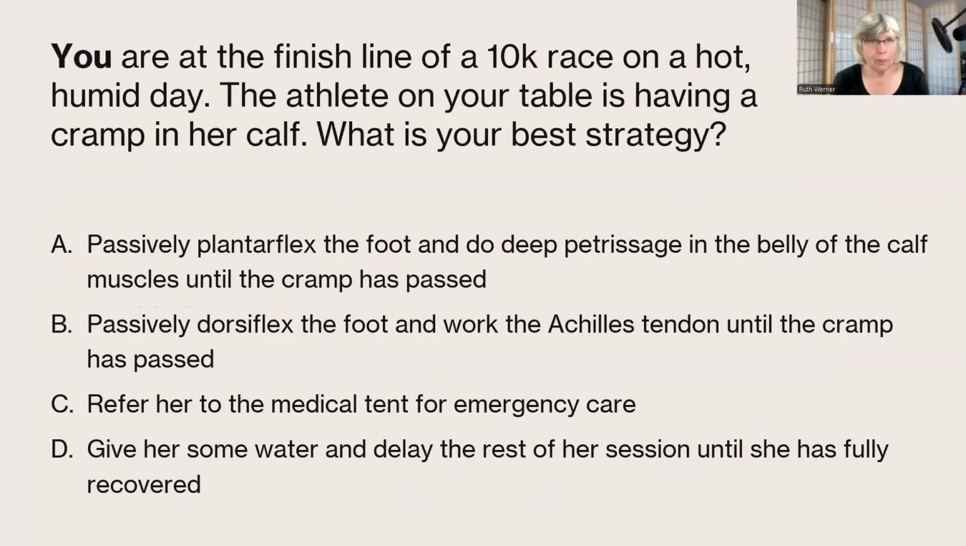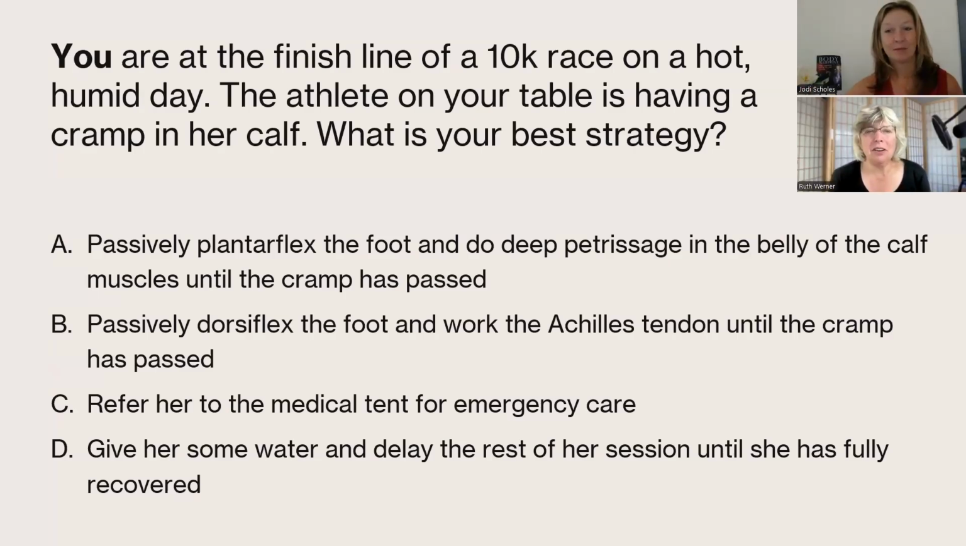Yeah. Mm-hmm. Okay. You were at the finish line of a 10K race. What's 10K? Is that like 6 miles? 6.2. Okay. I knew you would know that. All right. So you're at the finish line of a 10K race. It's a hot, humid day. You're in Birmingham, Alabama on a hot, humid day. The athlete on your table is having a cramp in her calf. That's that Charlie horse we were talking about before, and it hurts like crazy. What should you do? What's your best strategy? Put yourself in that position.